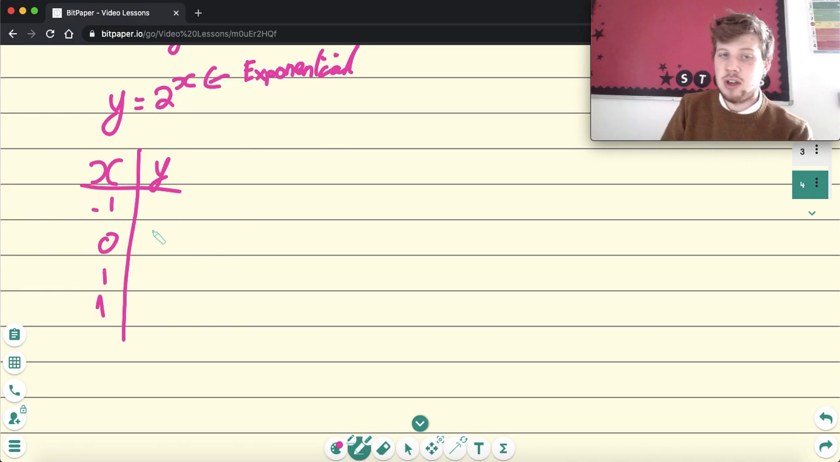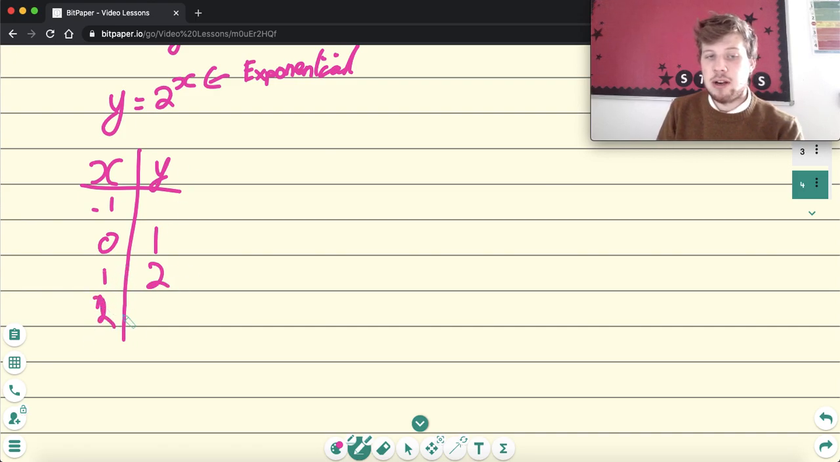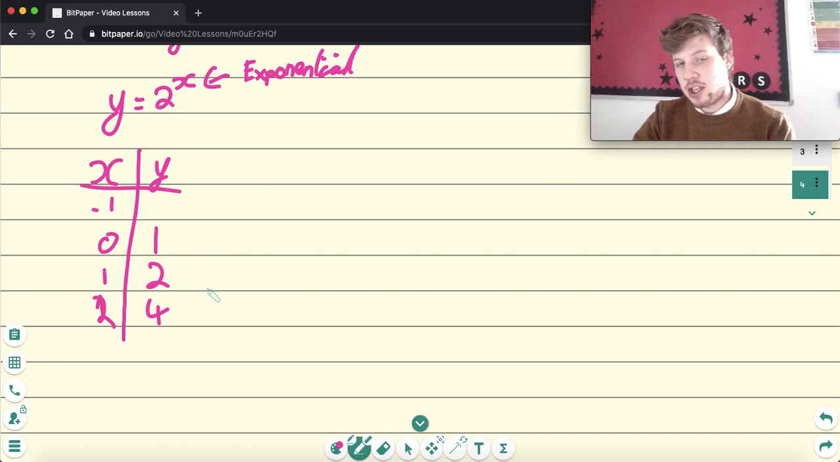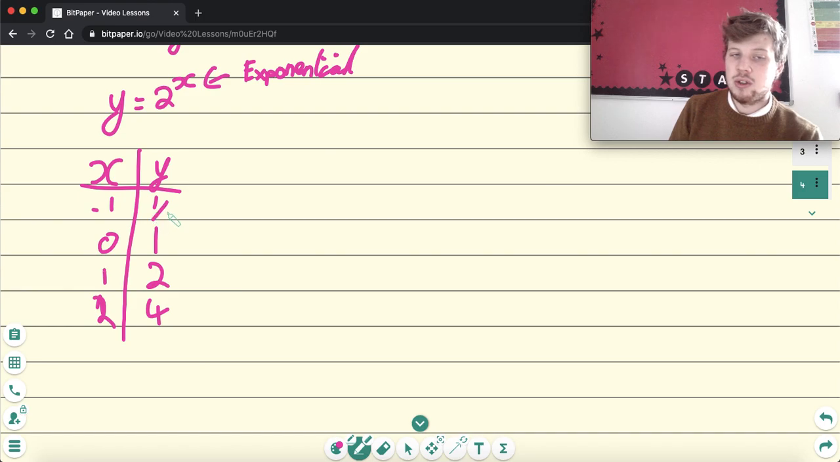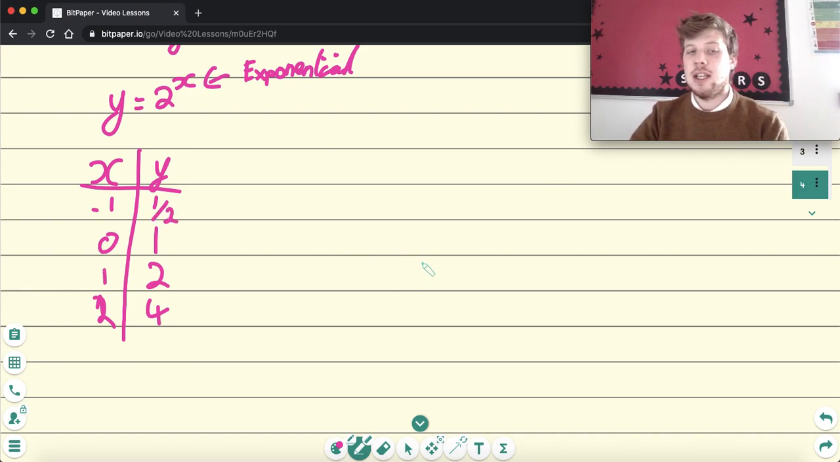2 to the power of 0 is 1, 2 to the power of 1 is 2, and 2 to the power of 2 is 4. As we can see, as I go down, I'm doubling at each stage. So I'd like you to make a guess as to what you think 2 to the power of -1 would be, and hopefully from our index laws, we should remember that that would be the same as a half.